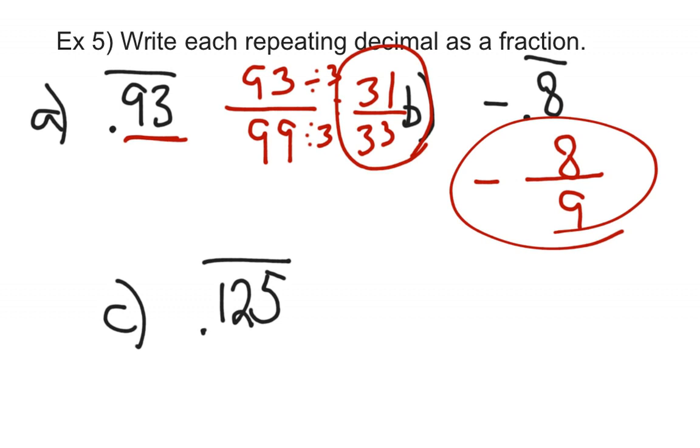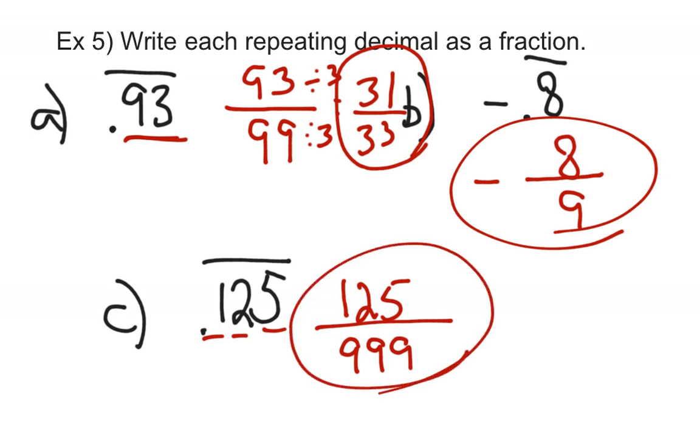Okay, so when we're doing this last one, 0.125 repeating. Well, the 125 repeats, so that goes on top. Since there are 1, 2, 3 numbers that repeat, that means there are 1, 2, 3 nines on the bottom here. And then you have to try to reduce. I'd say go through your divisibility rules and see if they work. In this case, you're going to see they don't work. That already is in simplest form, so we can just leave that one like that. And that's our lesson for today. We're done.